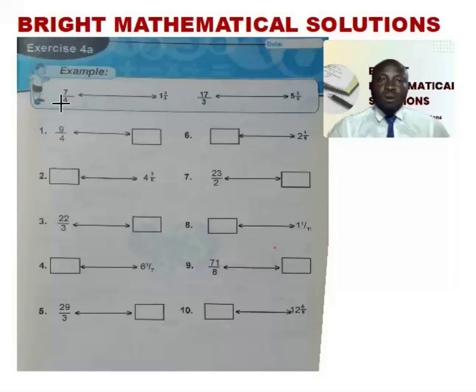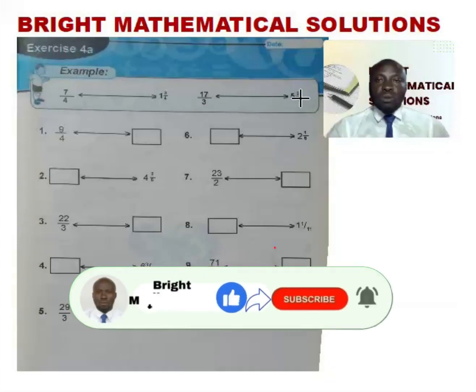So 4 in 7, that is 1. Remainder what? That's 3/4. For the second one, 17/3. So 3 in 17, that's 5. 5 multiplied by 3, that's 15. 17 minus 15, so remainder 2/3.